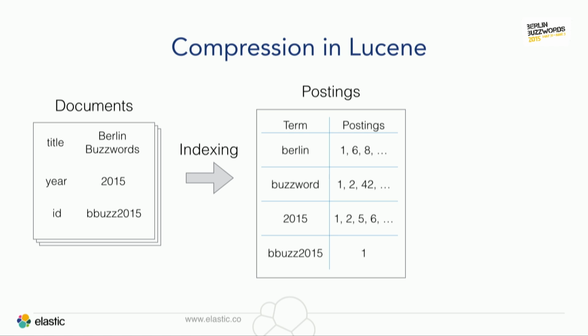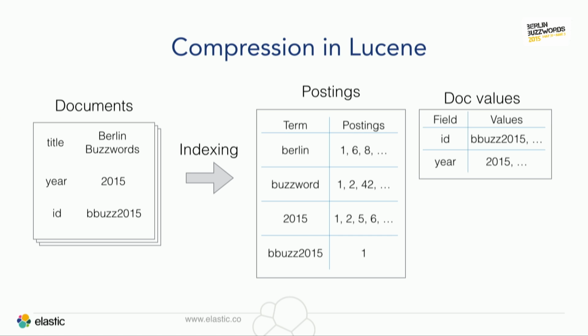So first thing we're going to do is generate these posting lists. You're probably familiar with these. Essentially, it's inverting the terms. So for each term that exists in all the documents, we're going to keep a list of which documents contain that term. And then we're also going to have something called doc values. This is something Uwe talked about earlier.